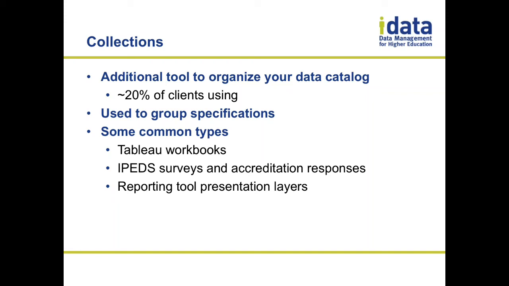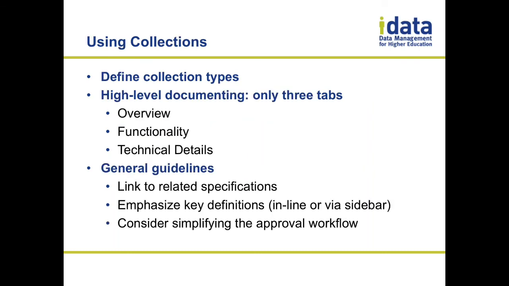Only about 20% of clients are using this so far, so there's room to grow with it. I think they are a useful tool. Some detail about how you might use them. So the first thing you've got to do is define collection types. This is the same thing you do in the cookbook around your specifications. So for example, you might have a collection type of fact book or survey or reporting tool, workbook or something like that.